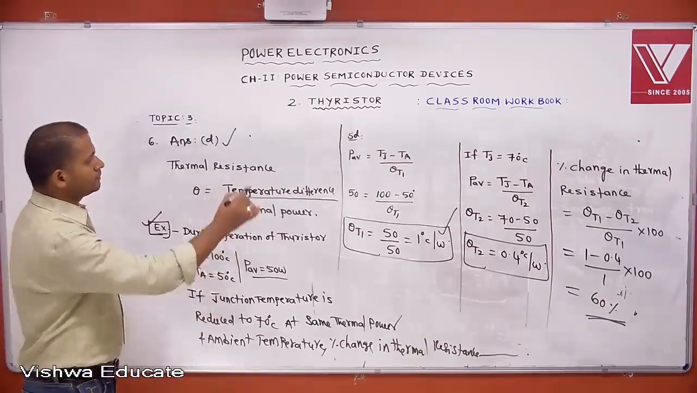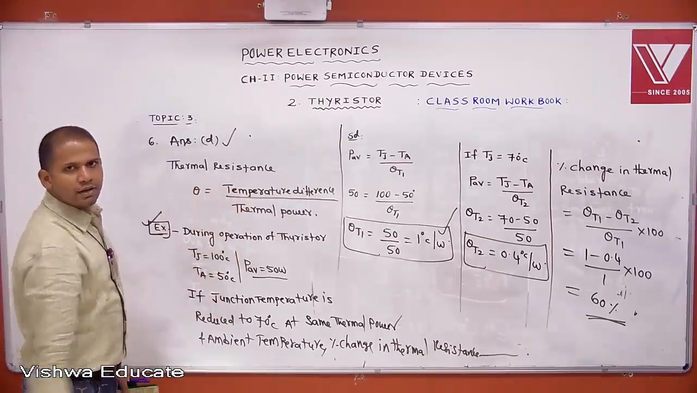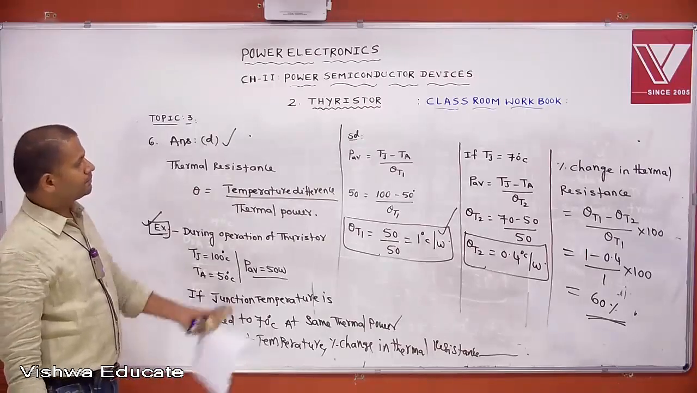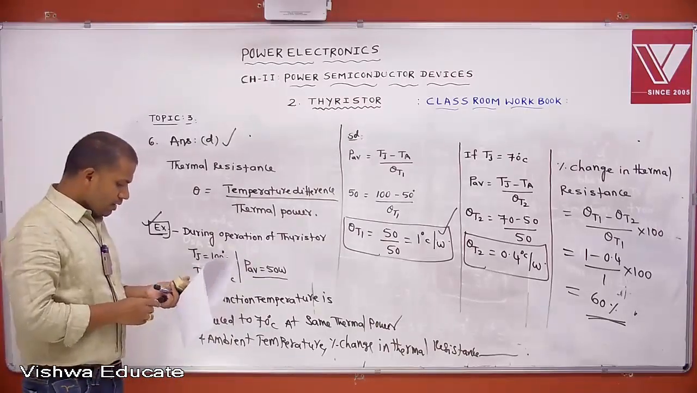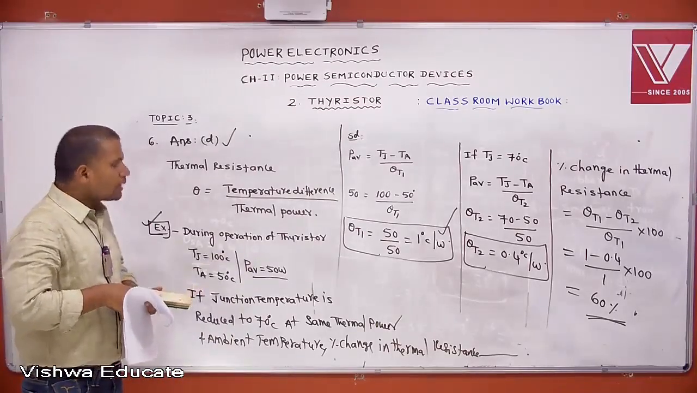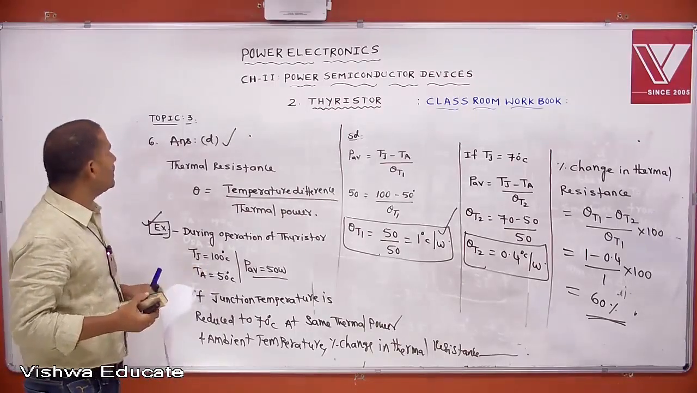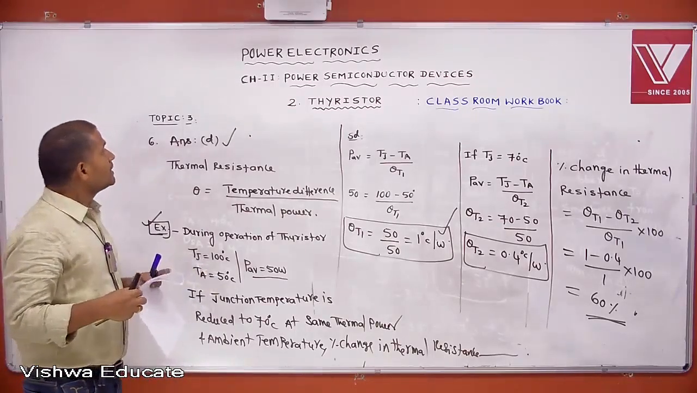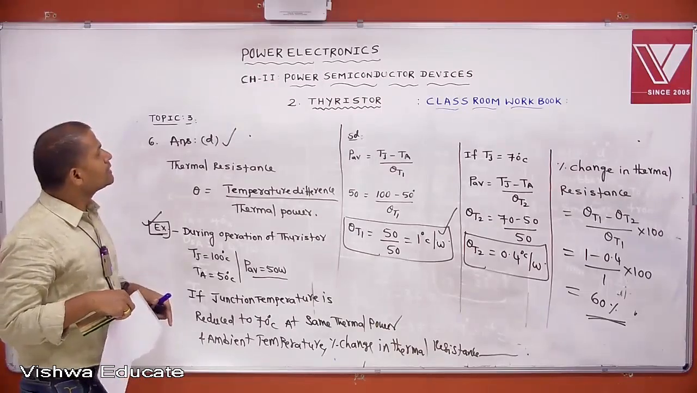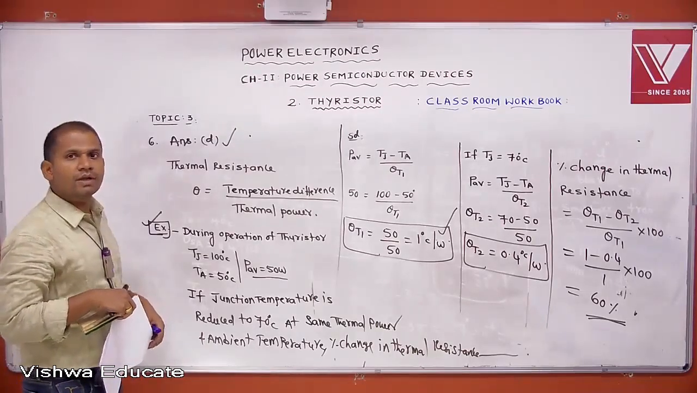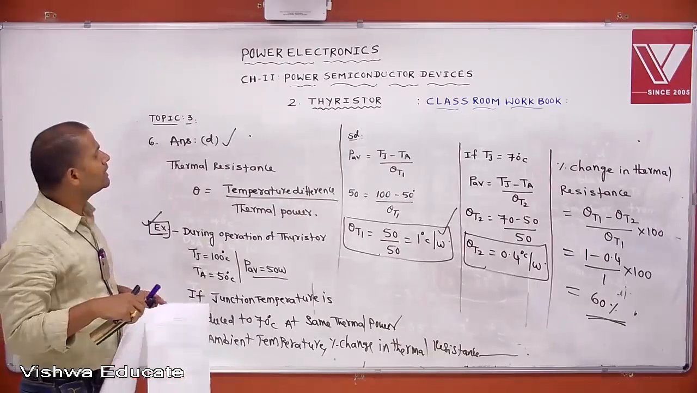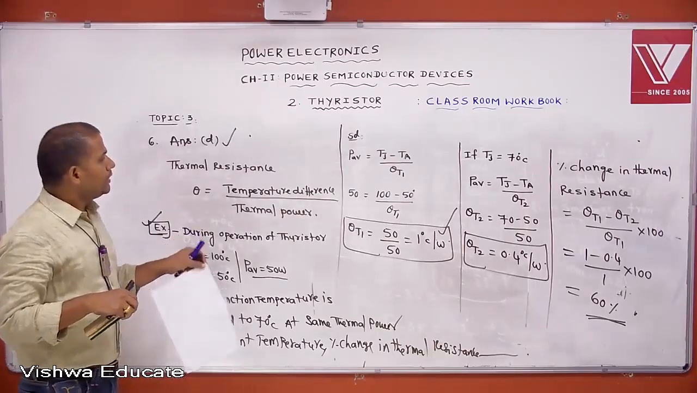This is how to solve the problem according to the data. No doubt. This is about classroom workbook questions based on chapter 2. The topic is the snubber circuit and the heating and cooling circuit of a thyristor. Based on these, you see the problem.